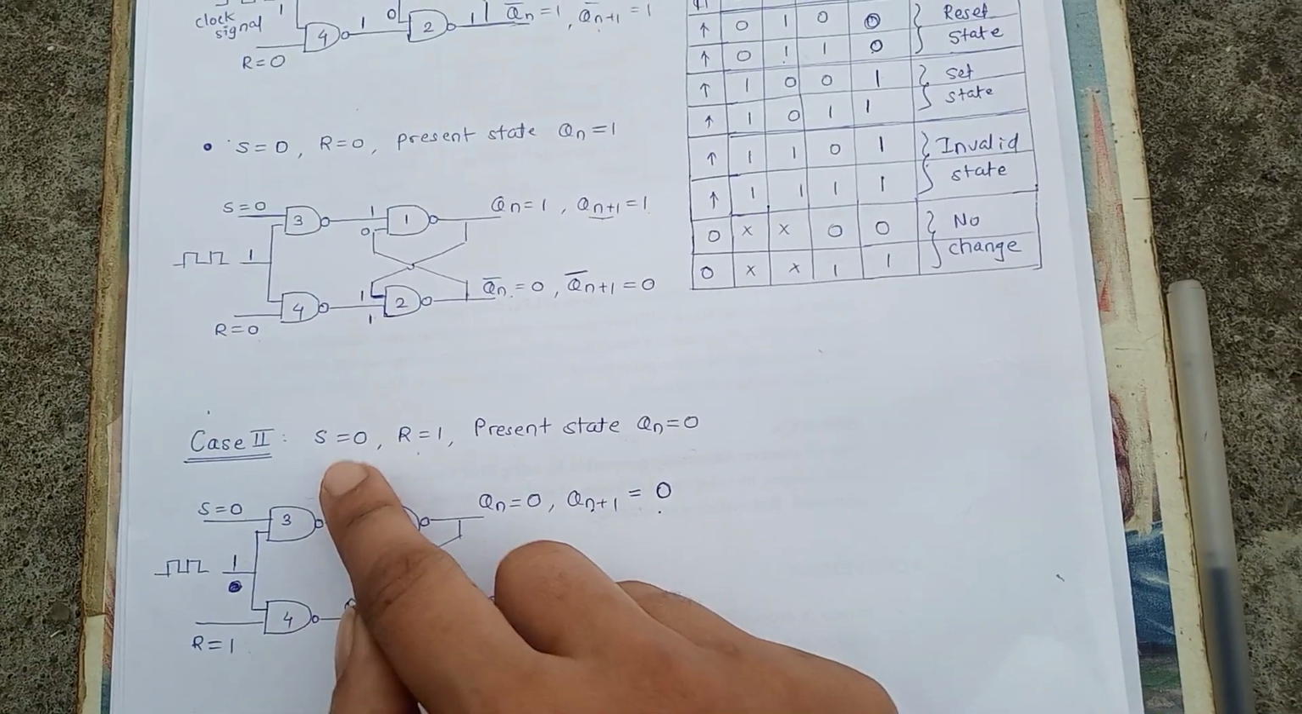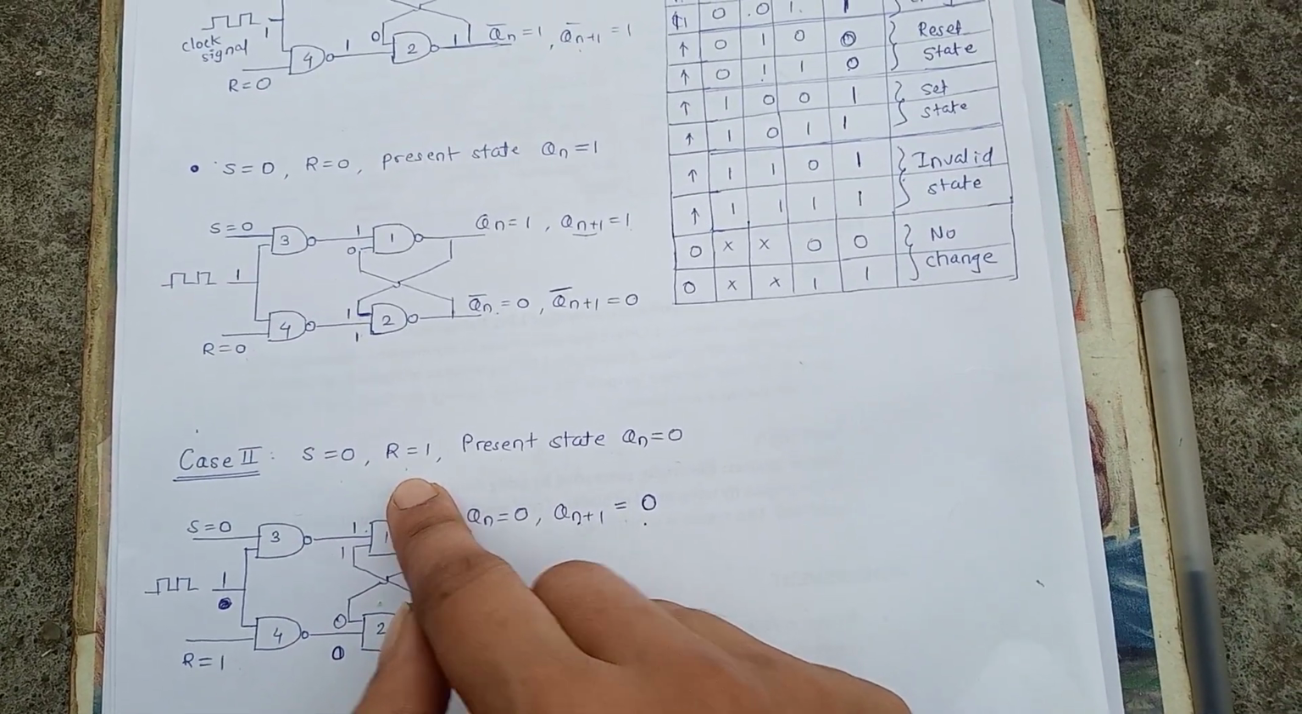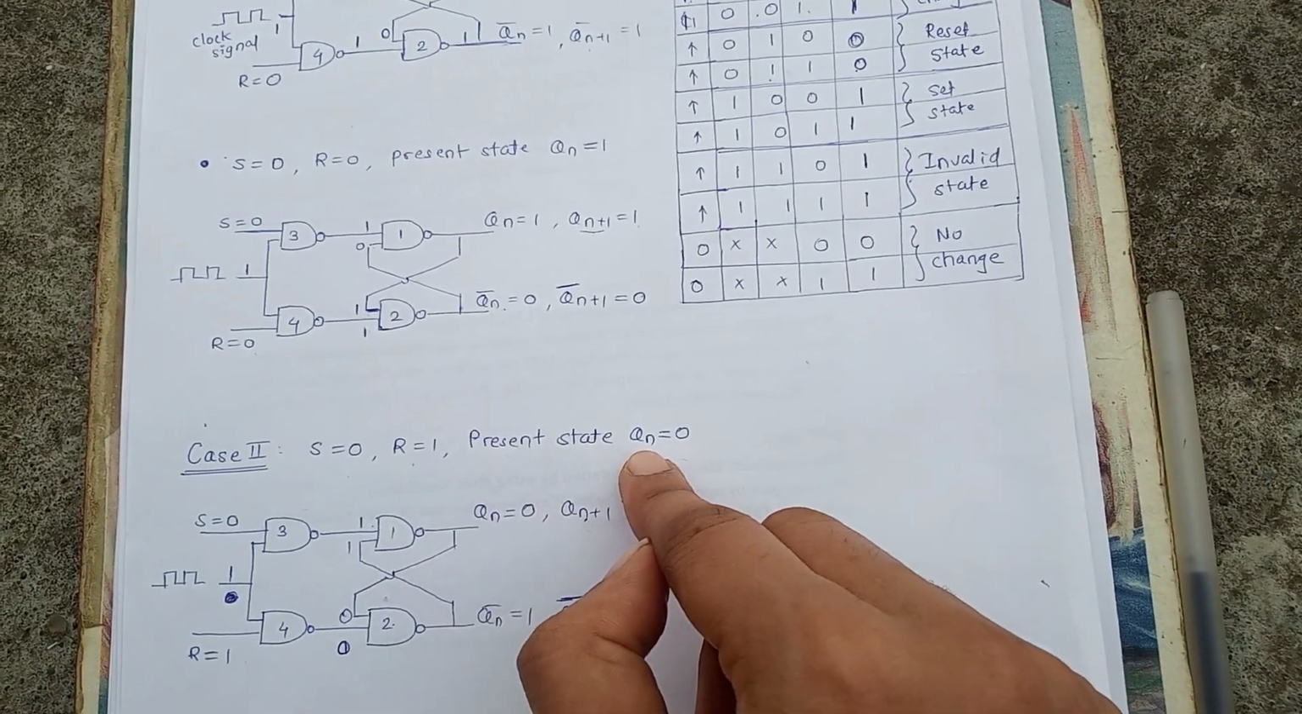Now second case is when S equal to 0, R equal to 1 and present state is 0.